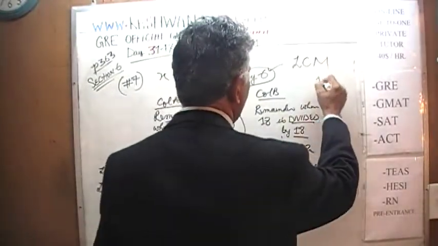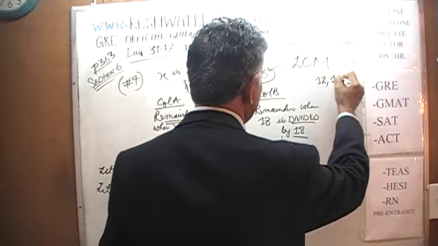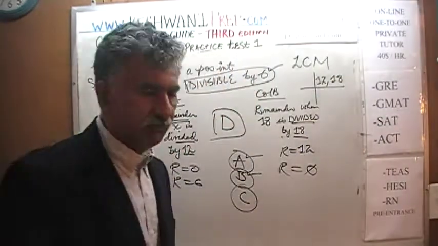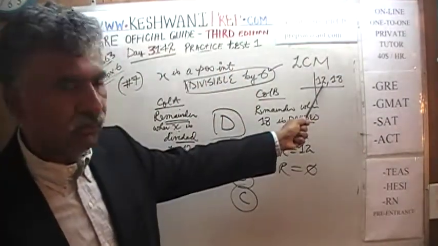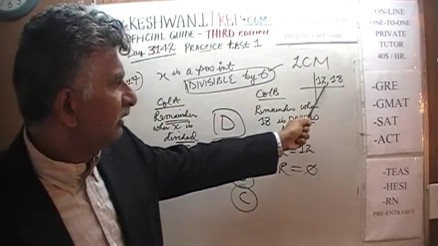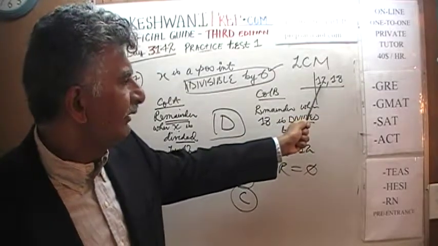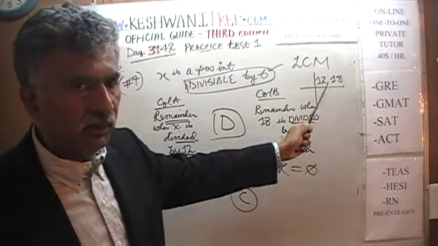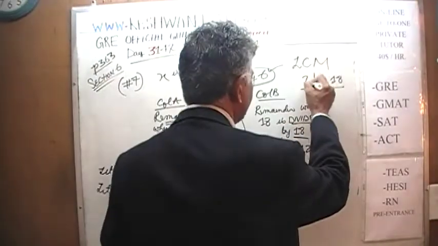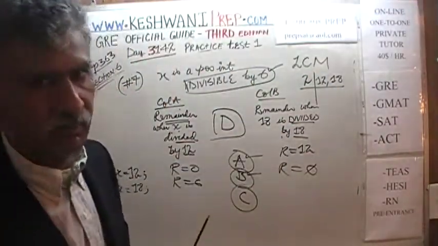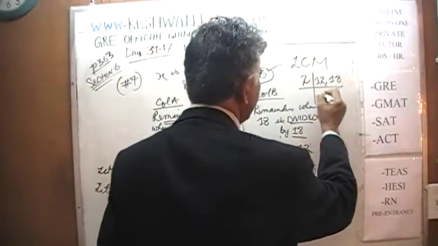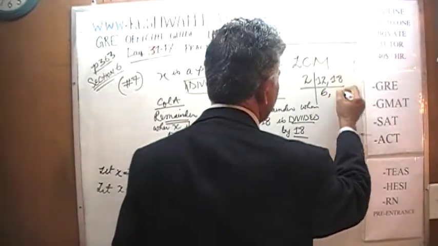This is how we find it. We put a 12 here and we put an 18 here, and we ask ourselves what's the smallest prime number that both of these are divisible by. The answer is 2. 2 is the smallest prime factor. When we divide 12 by 2, we get a 6. When we divide 18 by 2, we get a 9.